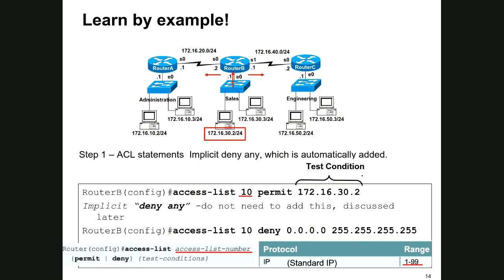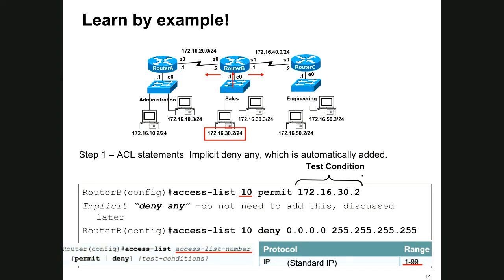If you're at any of the other computers in the sales department, you won't be 30.2. You'll be 30.3 or some other address. And you will not match that first line because you must be that address exactly. 30.2, exactly. Not 30.3, not 30.1. 30.2 is the only one that's allowed. So the implicit deny any says, if you're the sales manager, you match that first line. Processing stops and you are permitted.